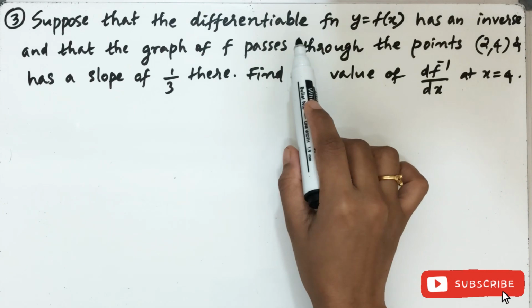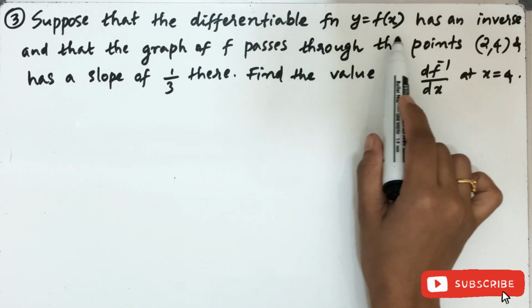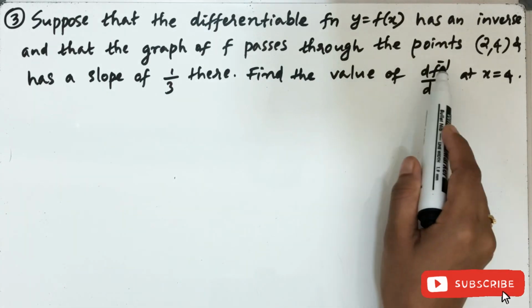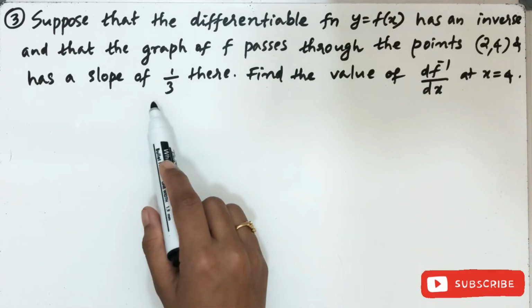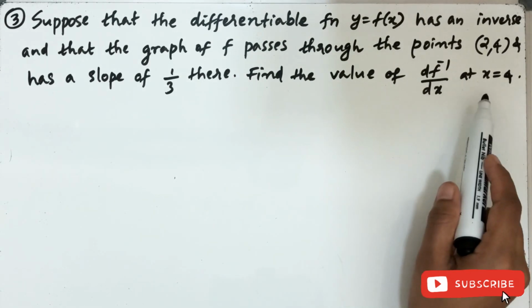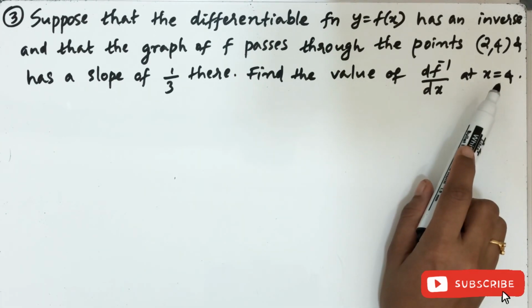Suppose that the differentiable function y equal to f of x has an inverse and that the graph of f passes through the point 2, 4 and has a slope of 1 by 3 there. Find the value of df inverse by dx at x is equal to 4.